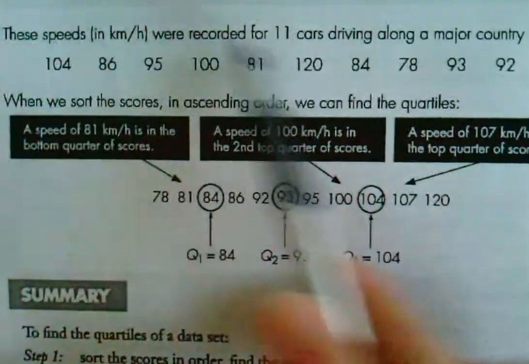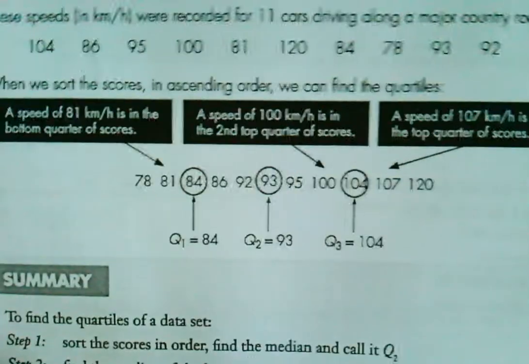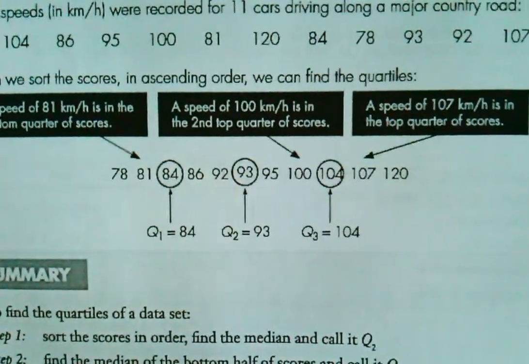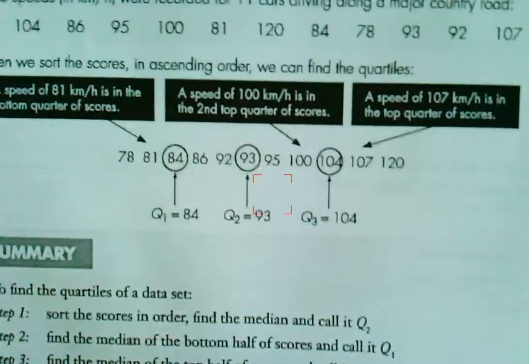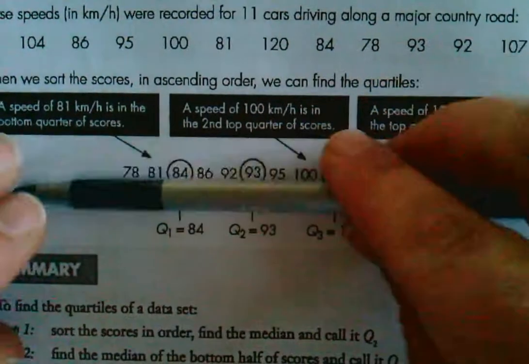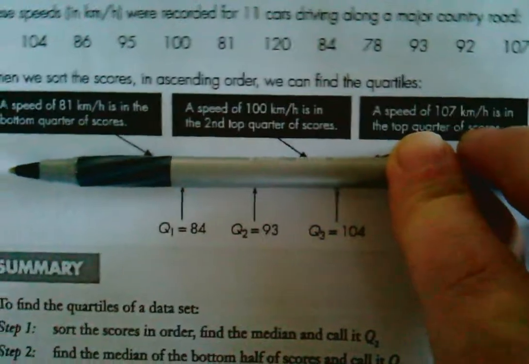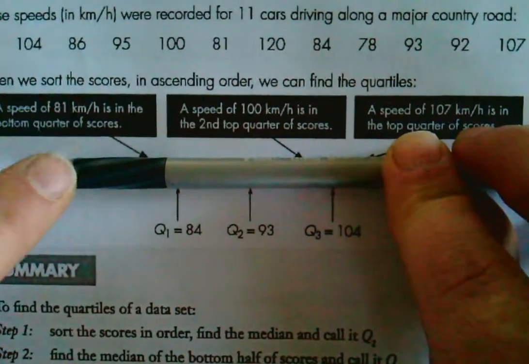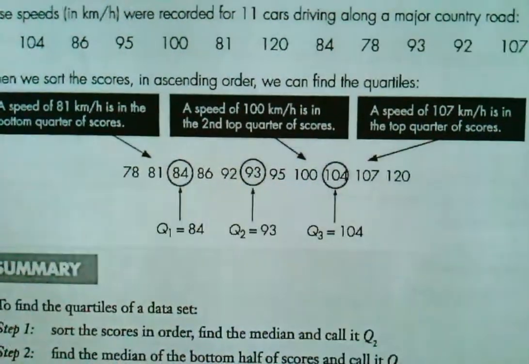So if we look at these speeds here, we've got 11 cars driving along a major country road and their speeds were recorded. Now, 11 scores. Whenever you do quartiles, always work out your median first. Could you work out, I'm just going to cover this, 11 scores, how do we break them up? We go 5, 5, and the one in the middle. So we're looking for which score? Oh, they're not in order. Sorry, see how I did that?